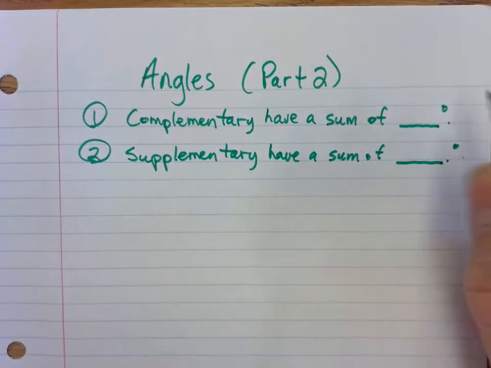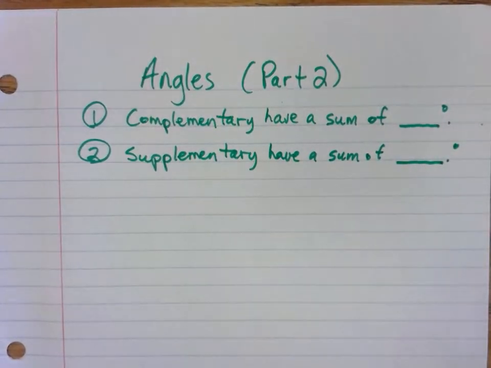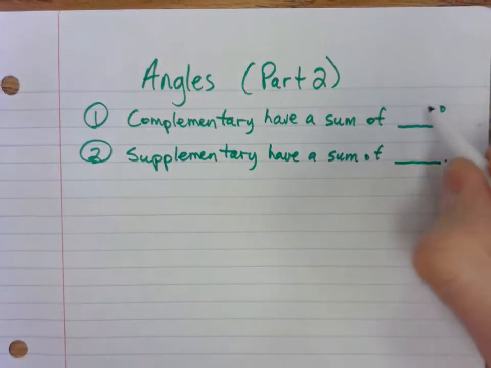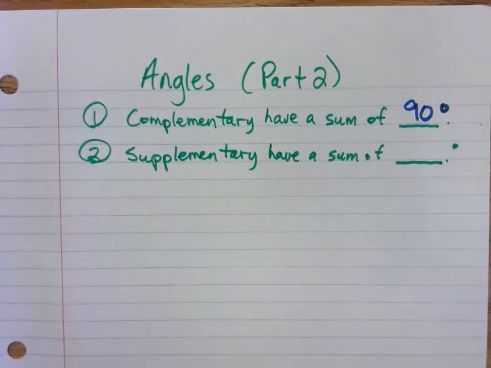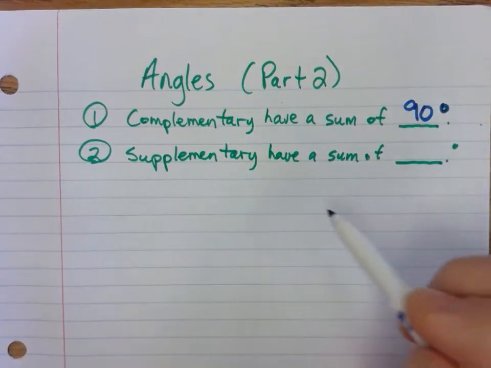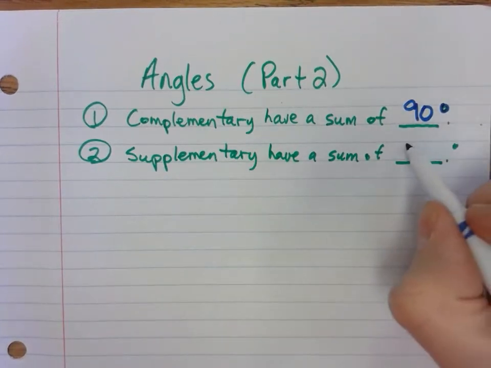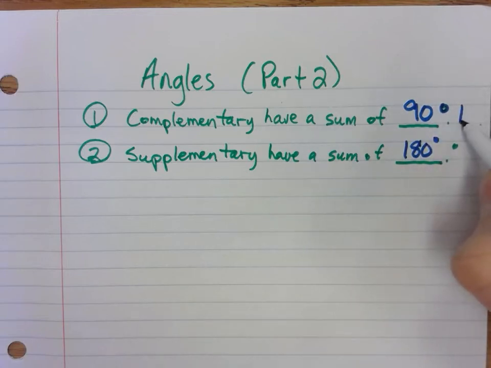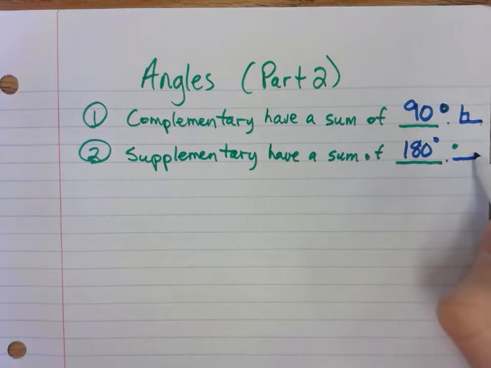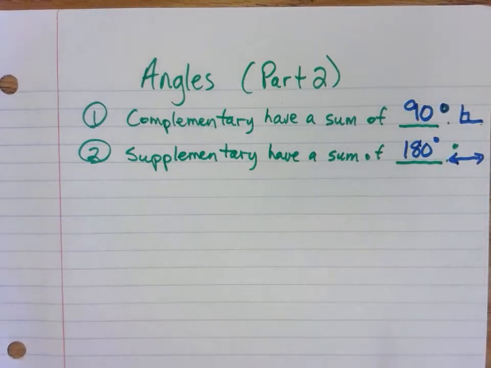And let's see if you know what they are. All right, so if complementaries have a sum of blank and supplementaries have a sum of blank, what are you going to put in? Complementaries have a sum of what? I hope you all say 90 degrees. All right, and supplementaries have a sum of 180. So remember, complementaries are going to be the ones that have the little right angle in the corner. Supplementaries are going to be the ones that make the straight line or the straight angle.